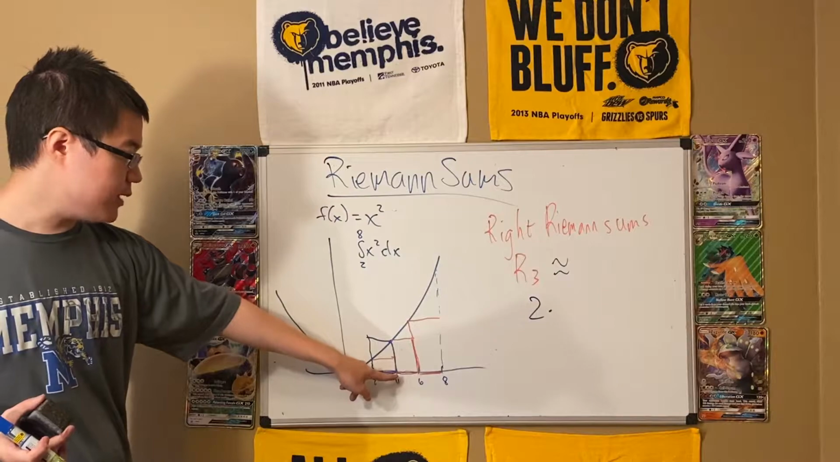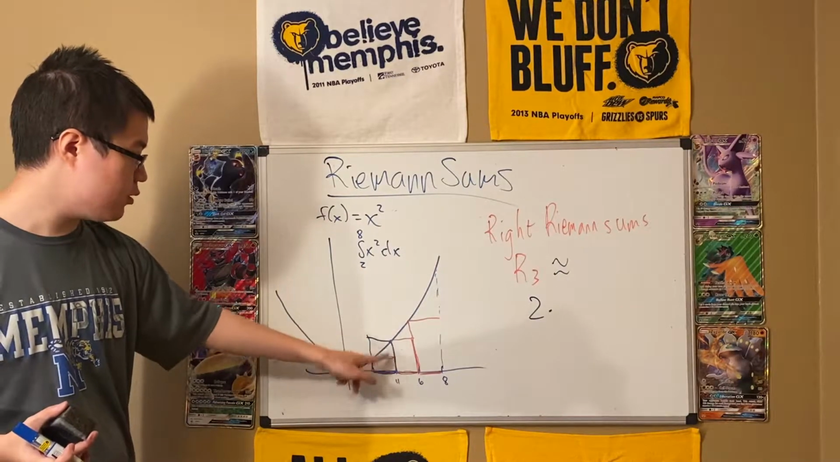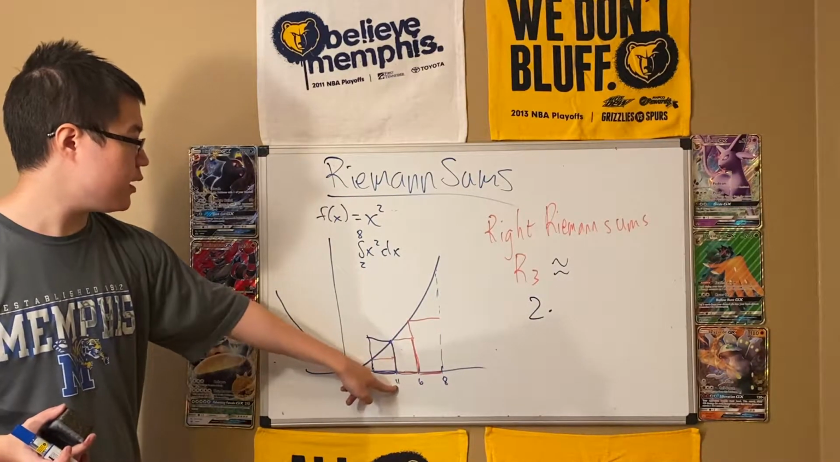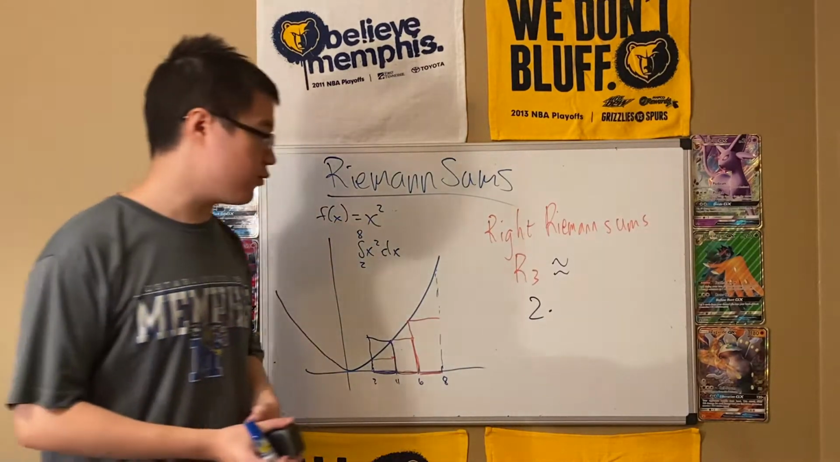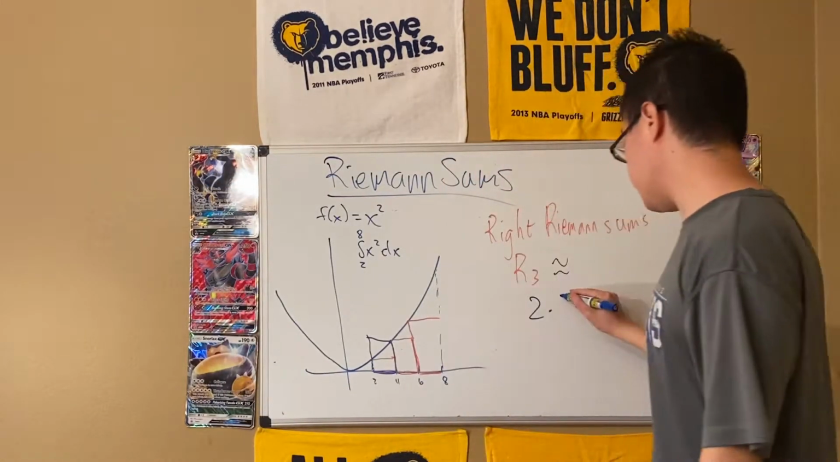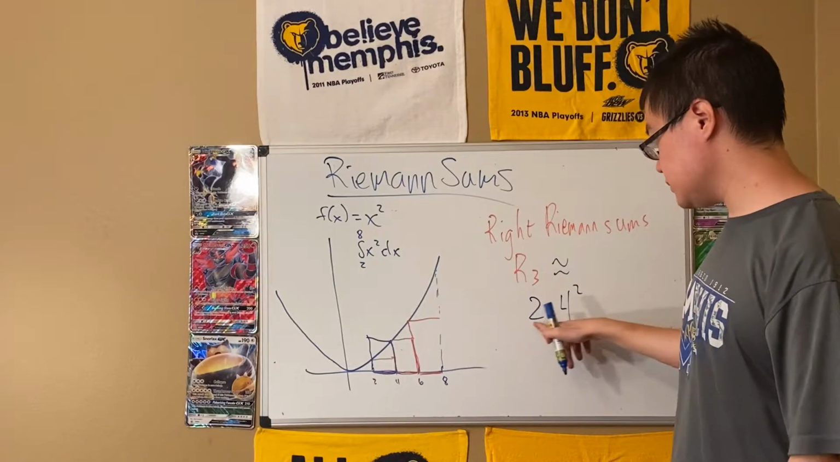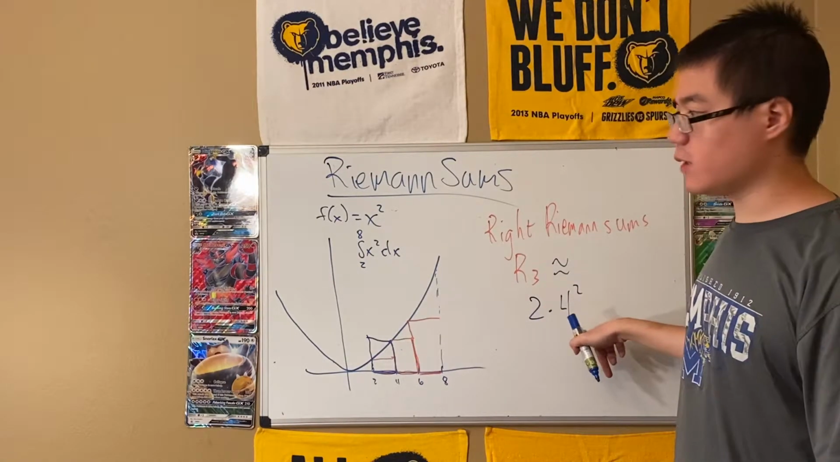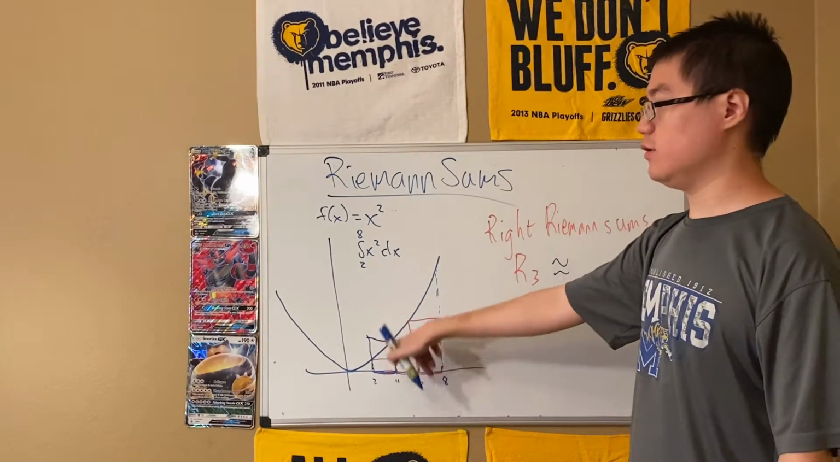But for now, the base again was 4 minus 2. How tall is this rectangle? Well, you're going to plug this right endpoint into this function. It's going to be 4 squared. We can just write it as 4 squared for now. But it's still base times height. Height was determined by plugging the right endpoint into the function.